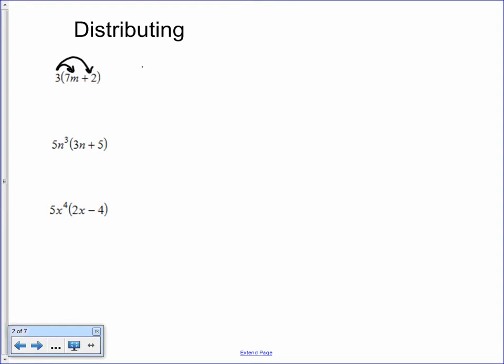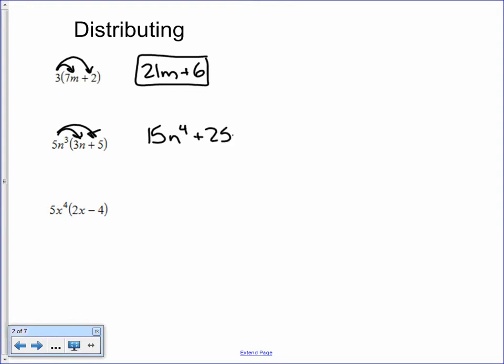So 3 times 7m gives me 21m. And then 3 times 2 will give me 6. Now the 5n to the third, distribute that to both pieces. 5n to the third times 3n: 5 and 3 will give me 15, and n to the third and n will give me an n to the fourth. 5n to the third times 5 is going to give me a 25, and then don't forget that n to the third.